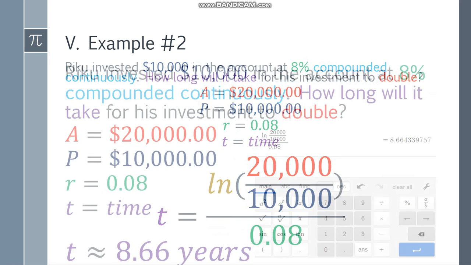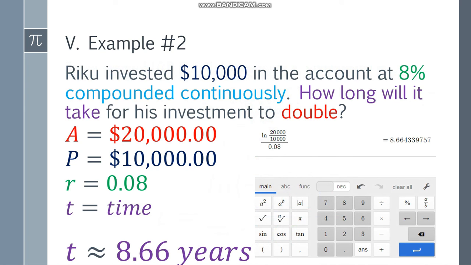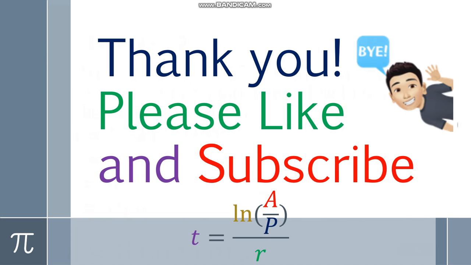And you will get an answer of, just input it directly in the calculator, 8.664339757, or approximately 8.66 years. And that's the end of the lesson on how to solve for time in continuous compounding.